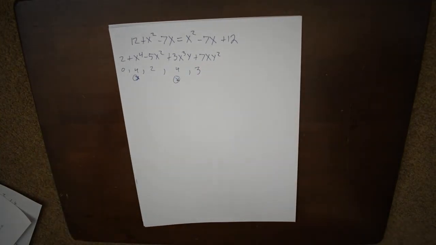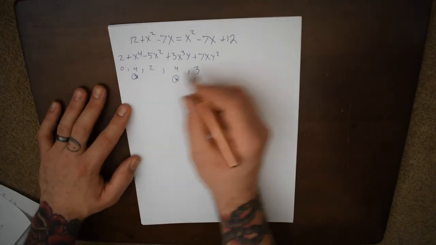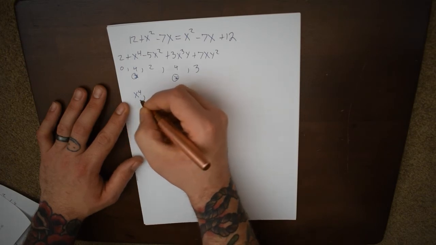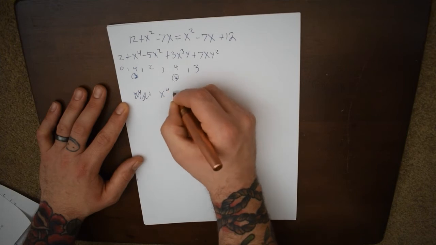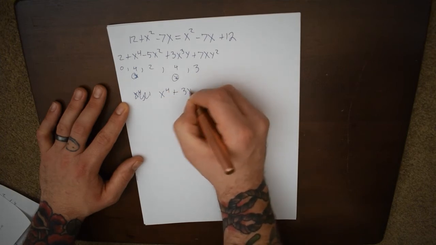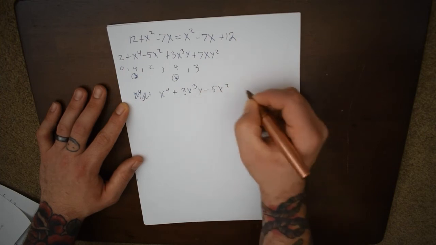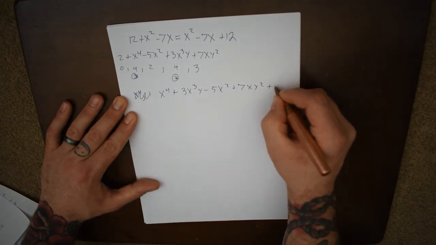At this point, you would want to figure out, are we trying to write this as a polynomial in terms of x's or in terms of y's? It's typical to do things in terms of x's, so we could rewrite this in descending order as x to the 4th plus 3x cubed y minus 5x squared plus 7xy squared plus 2.